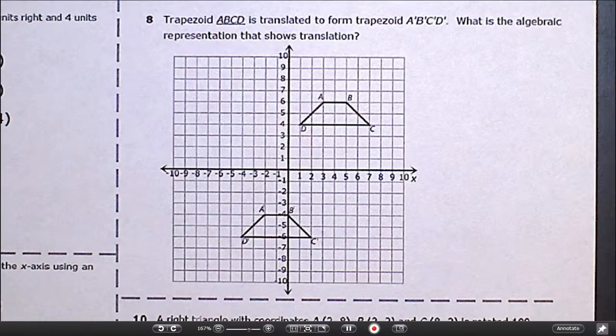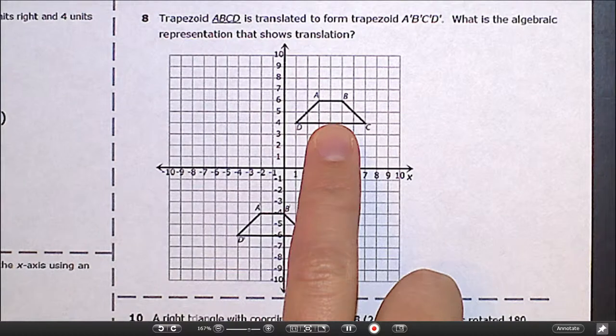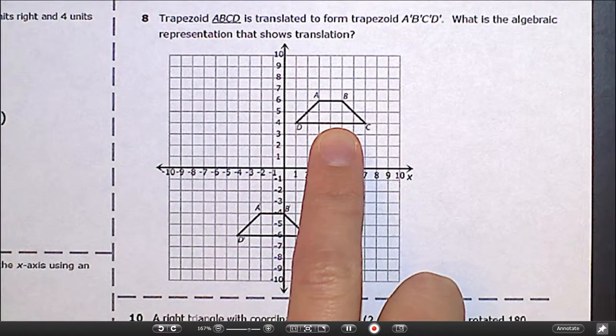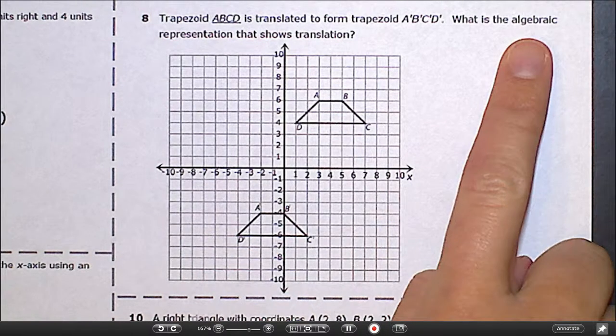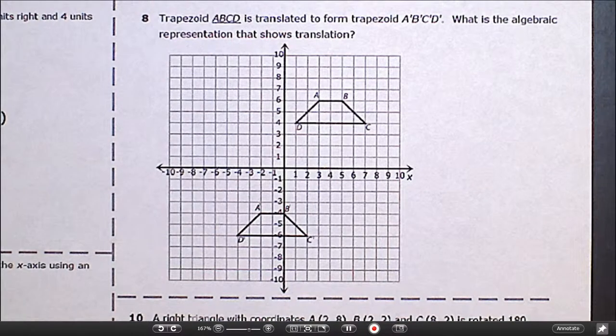Let's jump over to number 8 for a minute and do number 8 together. Trapezoid ABCD is translated, or slid, we're going to slide it, to form trapezoid A prime, B prime, C prime, D prime. What is the algebraic representation that shows the translation? So, remember, algebraic representation means what happened to x and what happened to y. That's all it means. So let's look at this and see.